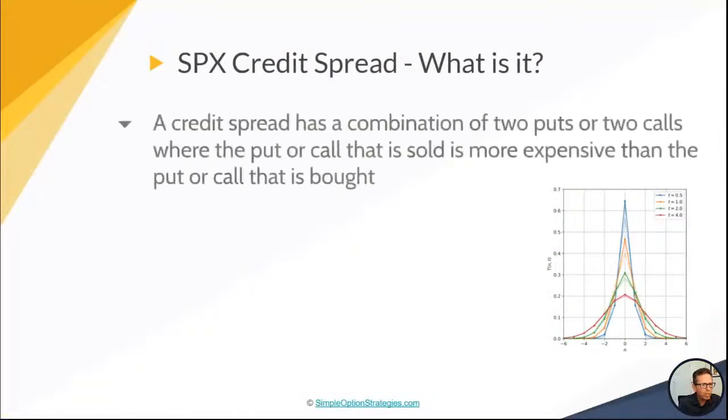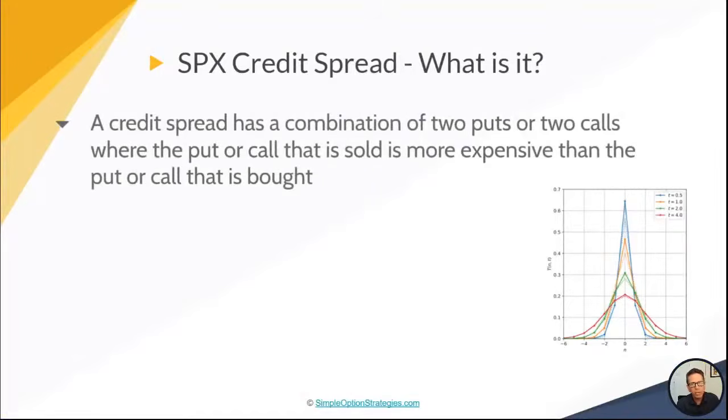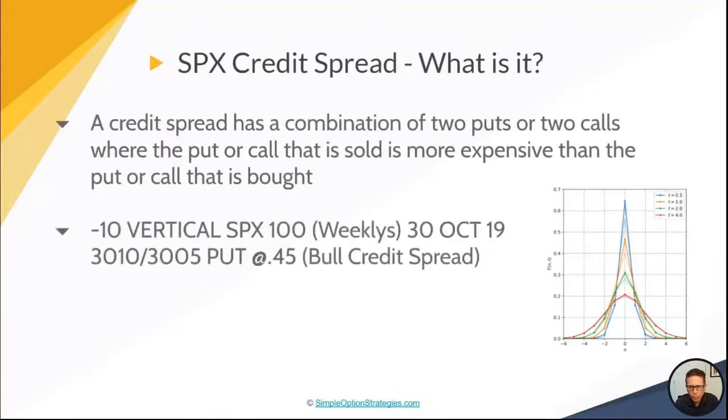Let's talk about the basics first, because I know a lot of you may not know what a credit spread is, and especially not what an SPX credit spread is. The SPX is the index that tracks the S&P 500. It is not tradable other than trading options on it. A credit spread is a combination of 2 puts or 2 calls, called verticals, where the put or call that is sold is more expensive than the put or call that is bought.